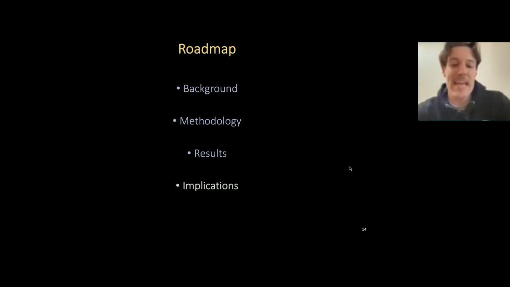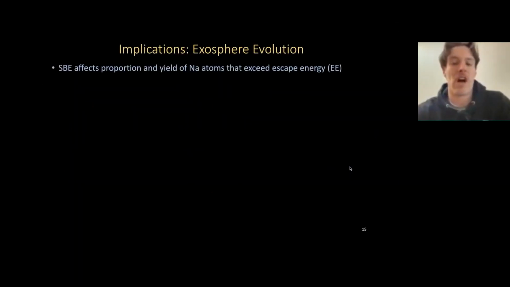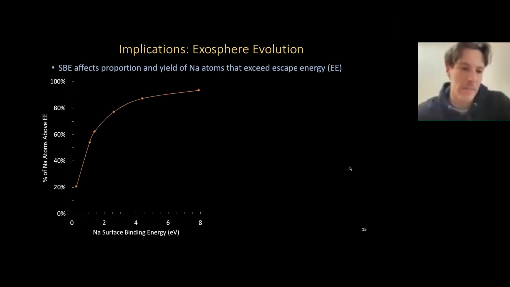Now, this has implications that are really important when we talk about the evolution of the exosphere. I've shown you that the surface binding energy affects the proportion and yield of sodium atoms that exceed the escape energy. So what we can do is plot here on the y-axis the percentage of sodium atoms sputtered above the escape energy as a function of the sodium surface binding energy.